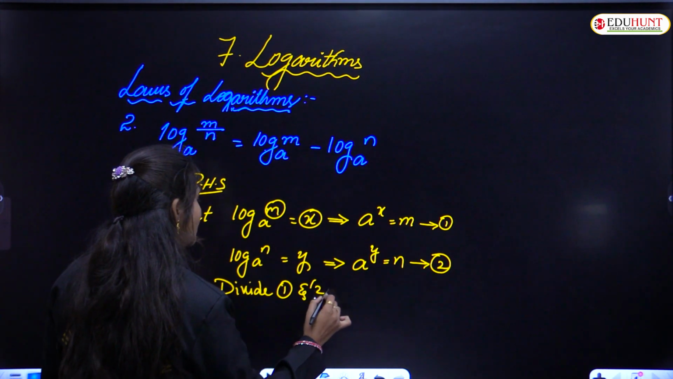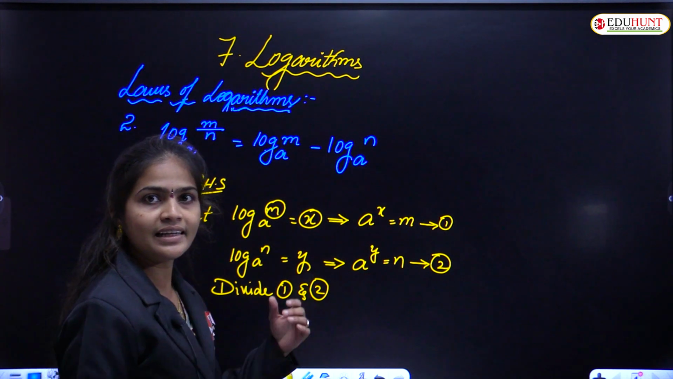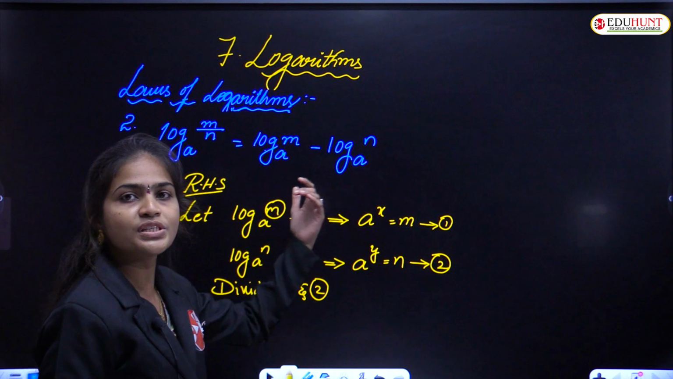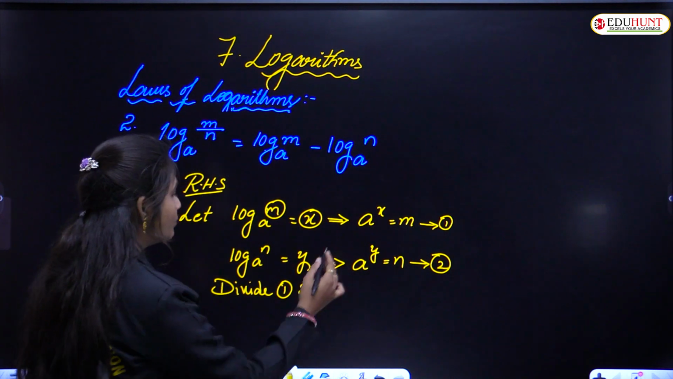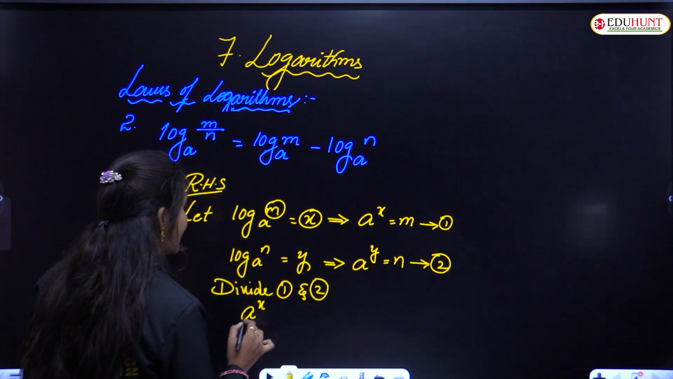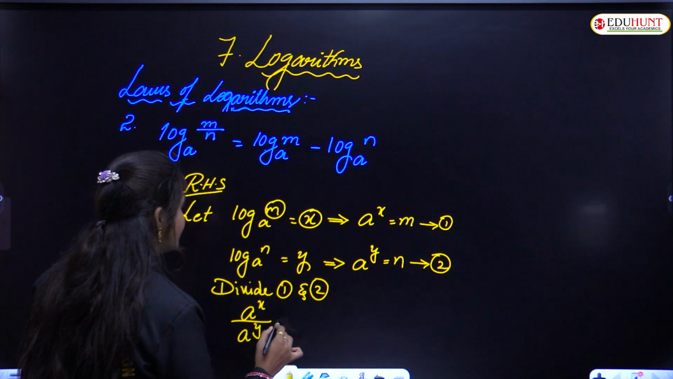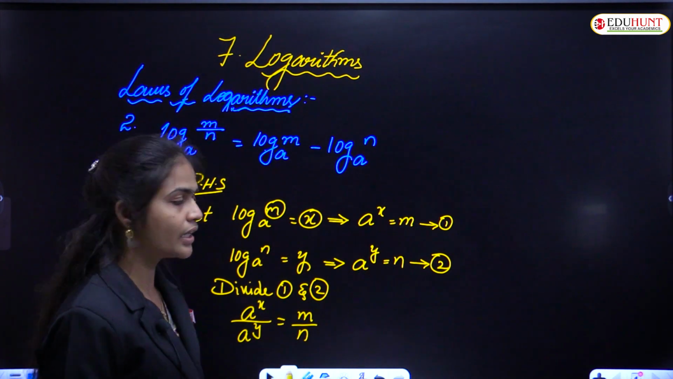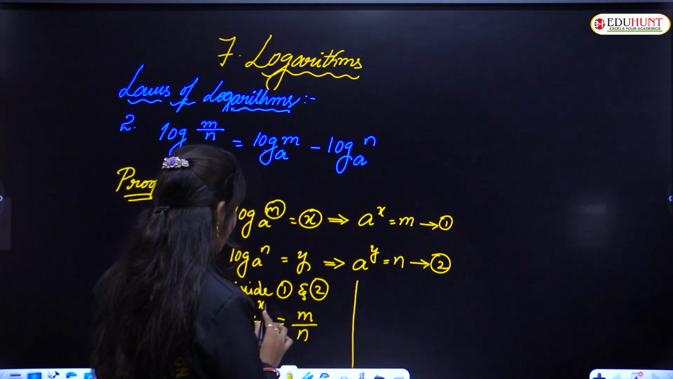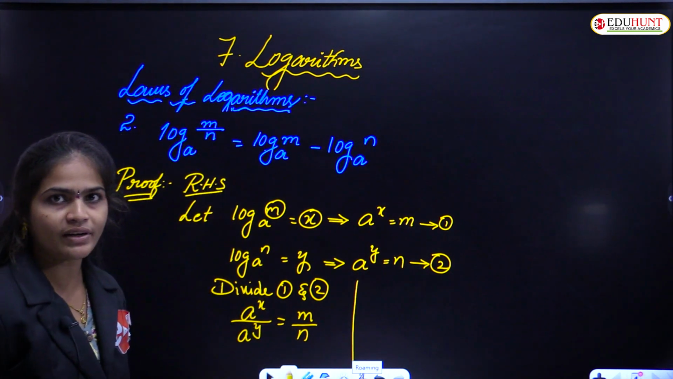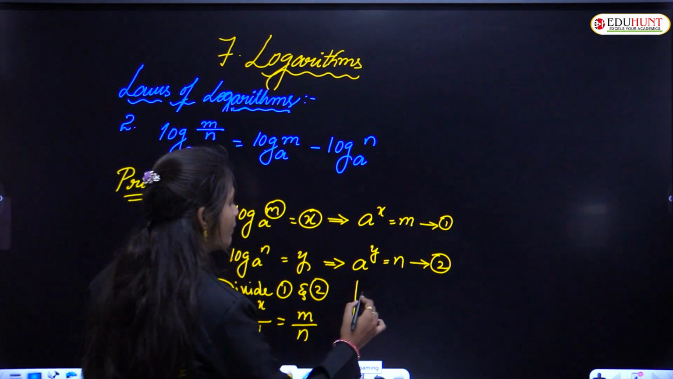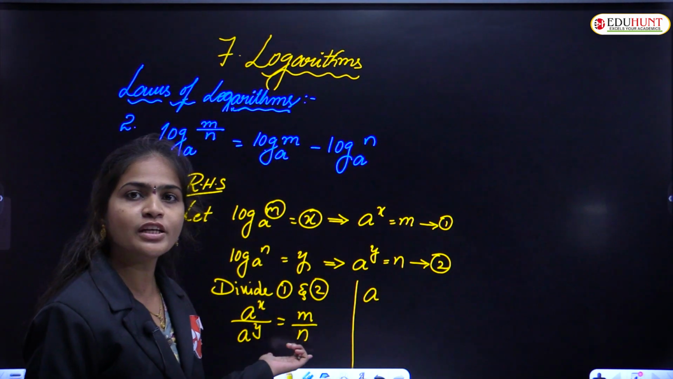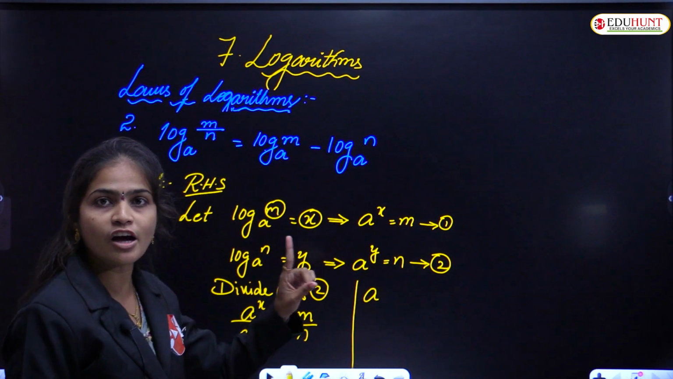Divide 1 and 2. While dividing any equations, what do we have to do? First we have to divide the LHS value, which equals the divided RHS value. So a power x by a power y equals m by n. Now we can write this as a power x by a power y, and we know this is in exponential form. Here we can apply one of the laws of exponents.